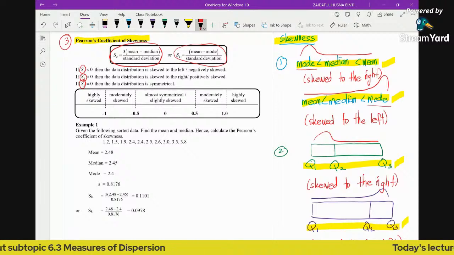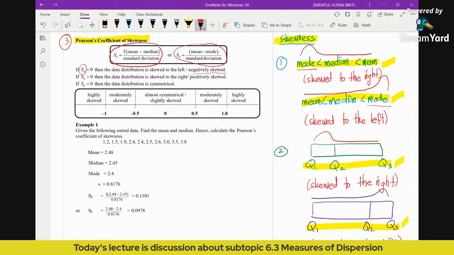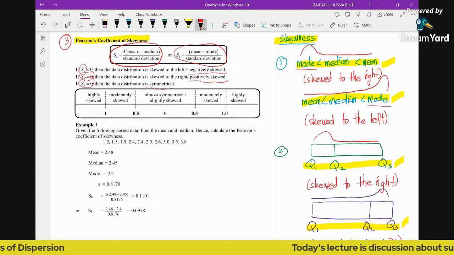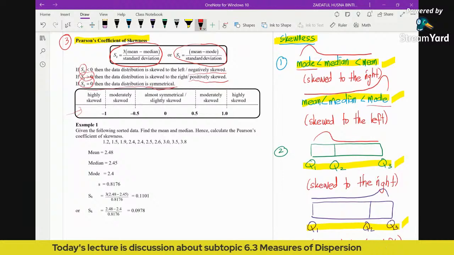If the value of Pearson's coefficient is less than 0, or negative, we can say that it is negatively skewed. If the coefficient is positive, the data is positively skewed. If the coefficient is equal to 0, the data is symmetrical. We can also tell the degree of the skewness based on the values.